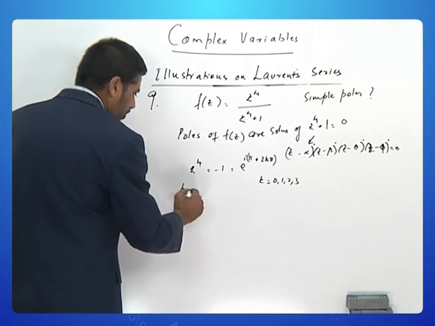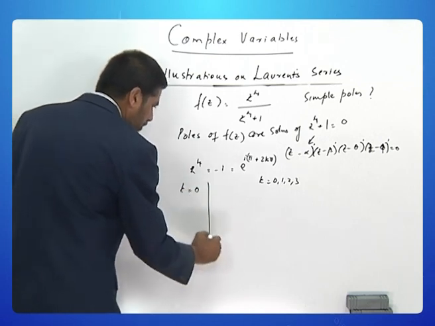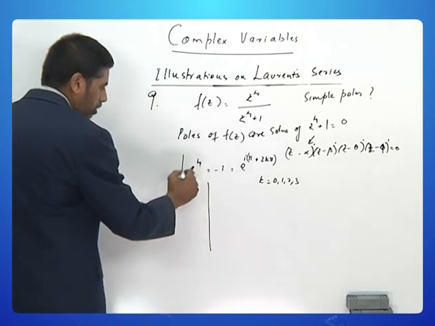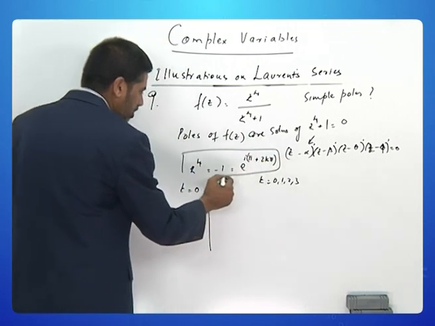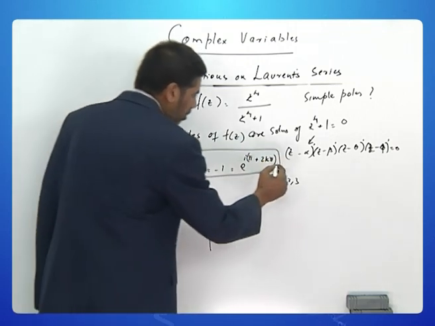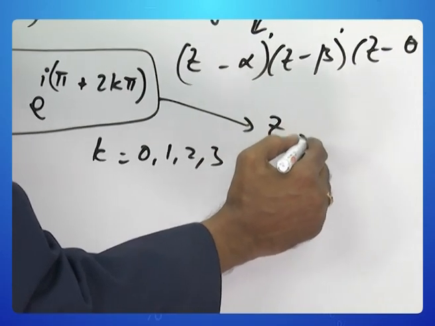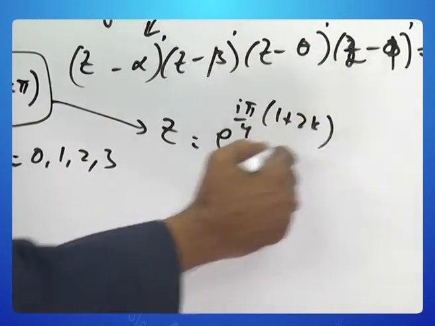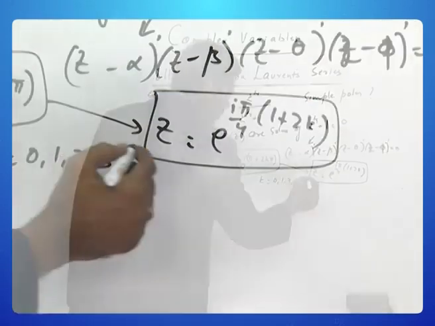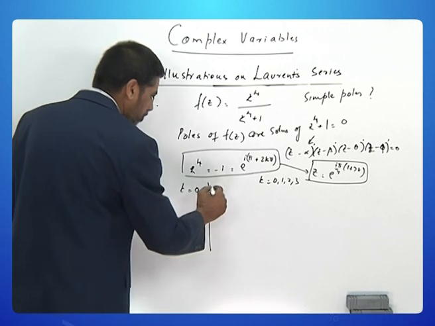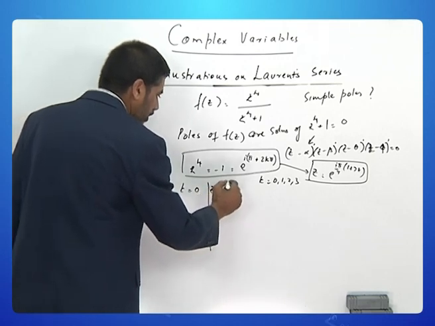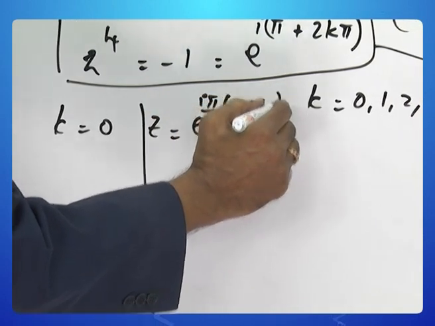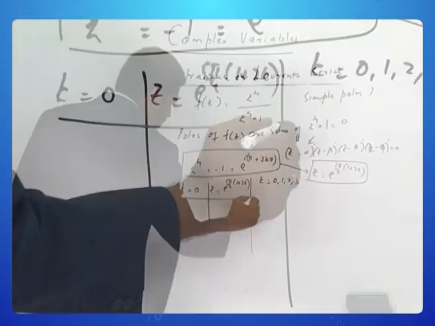For example, for k is equal to 0, you can prepare a table here, and if you look at this equation, z can be written as e power I pi by 4 into 1 plus 2k. Now this is very important for us. So if you can now prepare a table, z is equal to e power I pi by 4 into 1 plus 2k, you will get the poles.